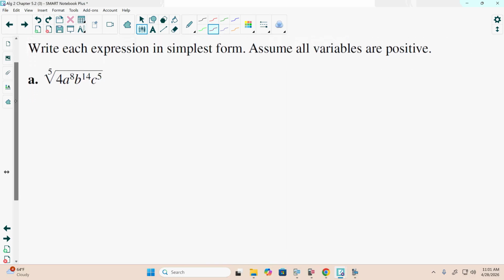Now, another way to get around putting those absolute values is just to assume all variables are positive. We don't even have to think about it anymore because we are not going to put a negative value into these variables, because we just said they're going to be positive. And what we're going to simplify now is the 5th root of 4a to the 8th, b to the 14th, c to the 5th. For these, it might be helpful for us to think of it as the 5th root of each of its parts.